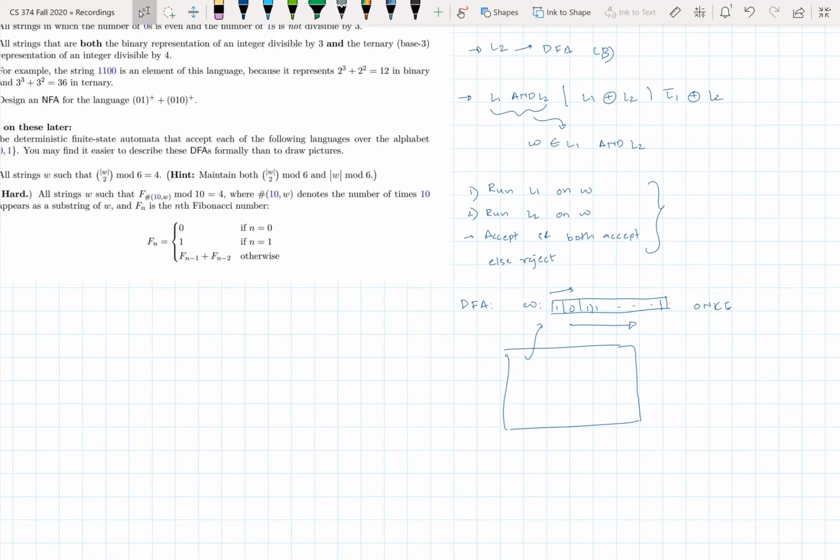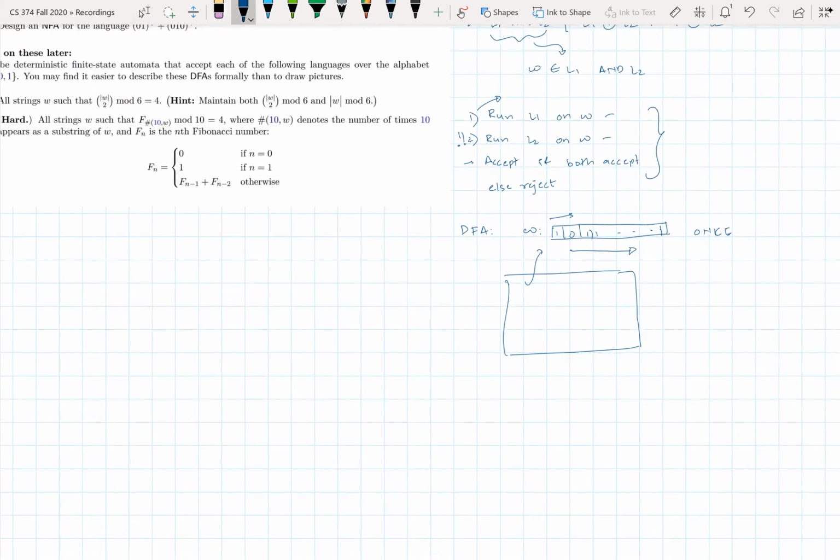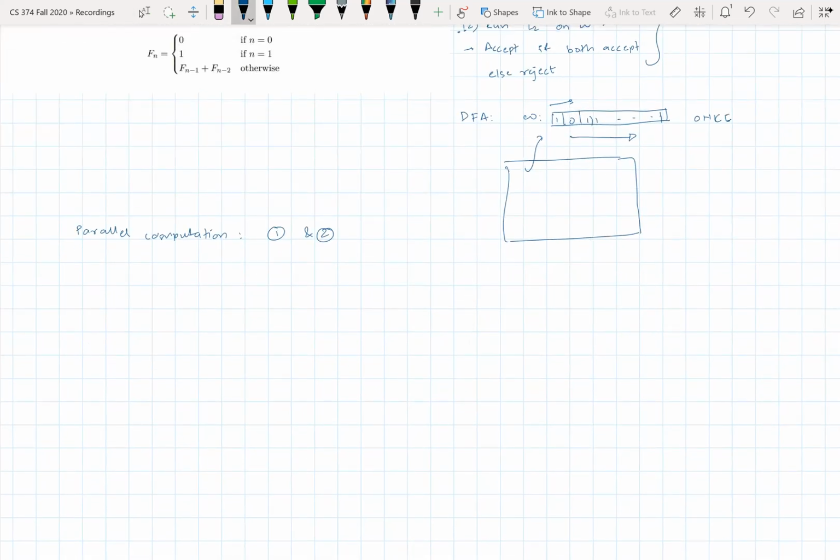So the problem with running this sequentially is, once you run L1 on W, you lost your input, right? You no longer have access to W. So running L2 on W cannot happen because there is no W anymore in our hands. So to get over this problem, what we would want is a parallel computation of these steps 1 and 2. Okay, so this parallel computation is exactly what product construction is.